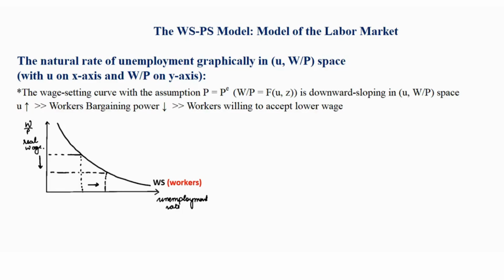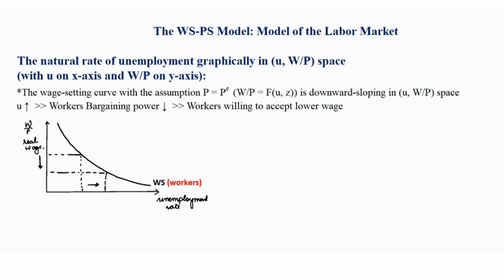We want to now look at the natural rate of unemployment graphically in our WS-PS model, where we're plotting the unemployment rate U on the x-axis and the real wage W/P on the y-axis. Now let's first look at how we graph the wage setting curve with U on the x-axis and W/P on the y-axis.